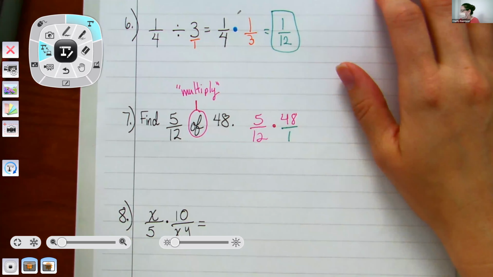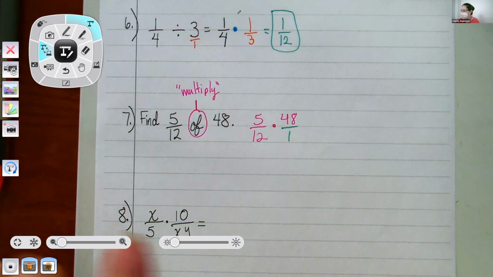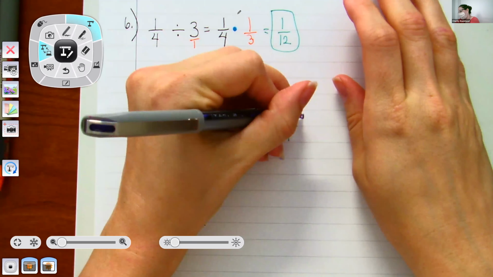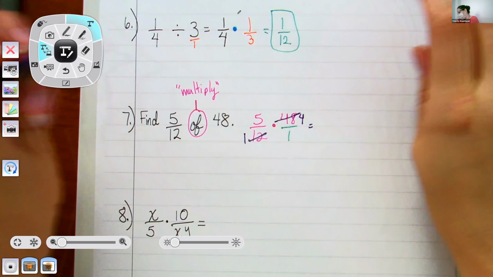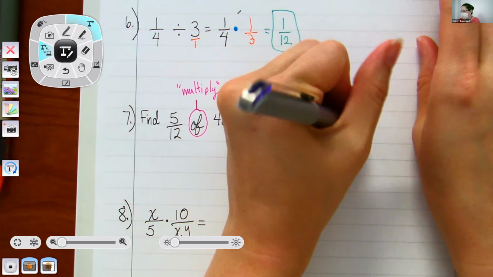And then let's see what we can reduce. So 12 goes into 48 4 times. 12 goes into 12 1 time. And 5 times 4 is 20. And 1 times 1 is 1. And 20 over 1 is 20.